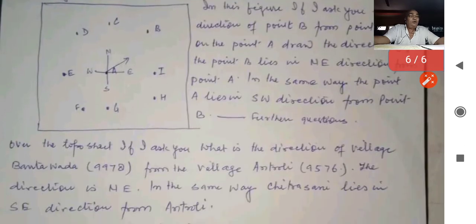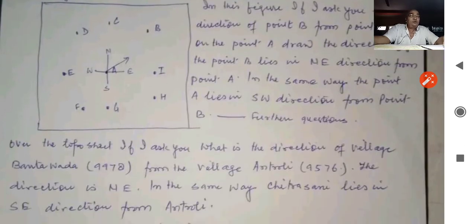First of all, for your convenience, I have shown you on the figure different points I have made. In this figure, if I ask you the direction of point B from point A, then on the point A, draw the direction figure. The point B lies in northeast direction from point A. In the same way, the point A lies in southwest direction from point B.